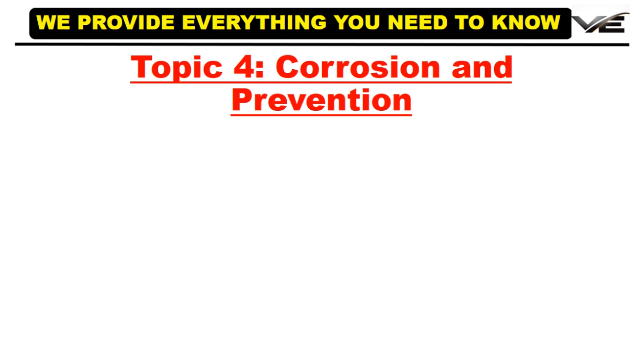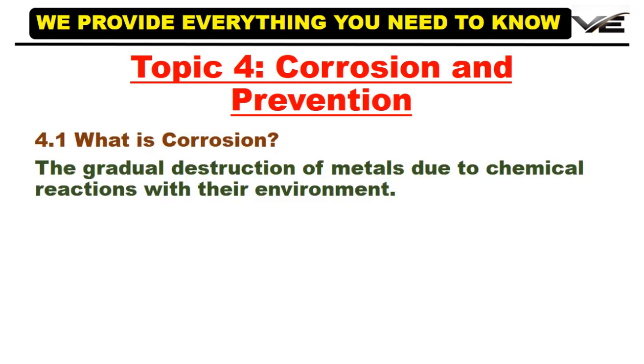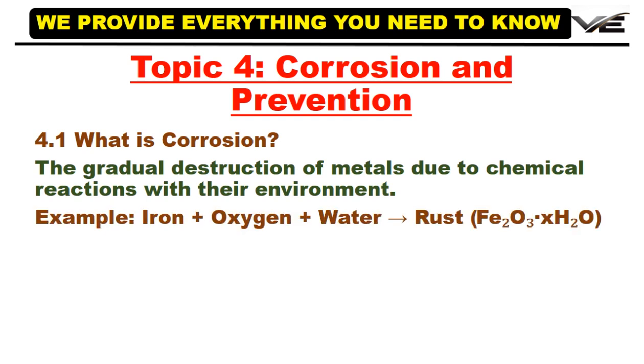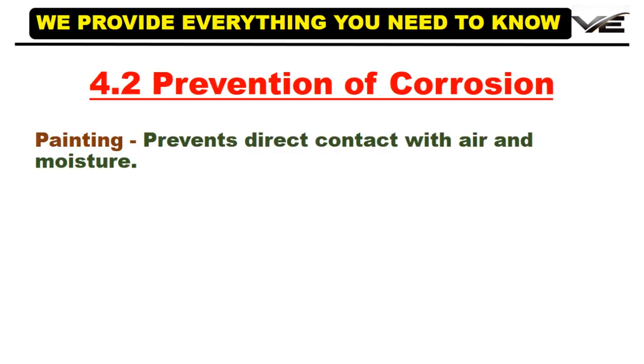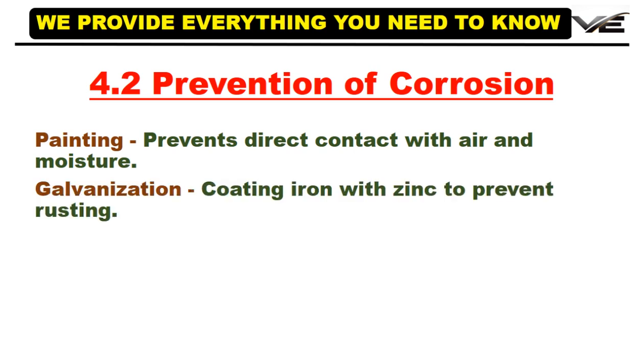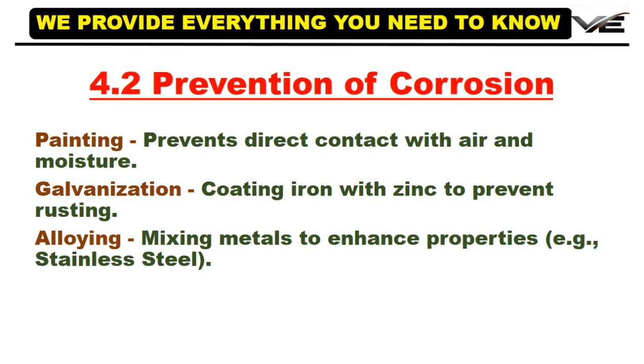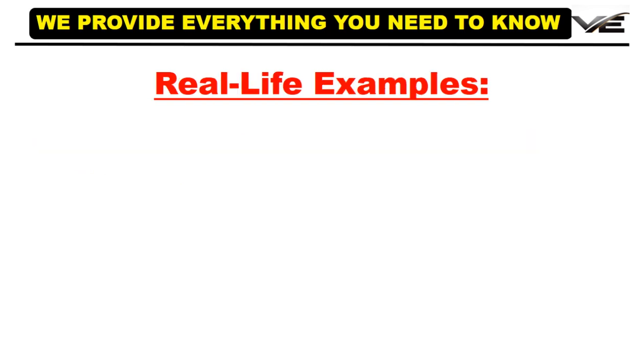Corrosion and prevention. What is corrosion? A gradual destruction of metals due to chemical reaction with their environment. For example, iron plus oxygen plus water produces rust, Fe2O3.H2O. Prevention of corrosion. Painting prevents direct contact with air and moisture. Galvanization. Coating iron with zinc to prevent rusting. Alloying. Mixing metals to enhance properties. Example, stainless steel.